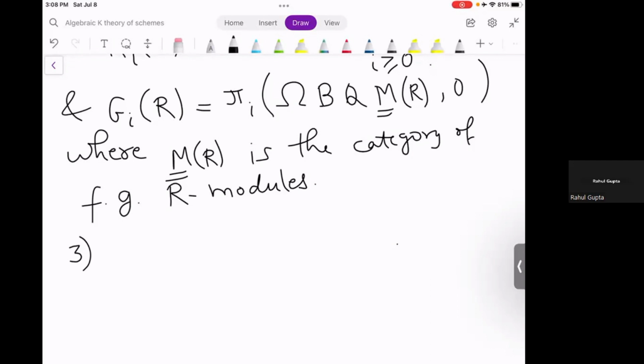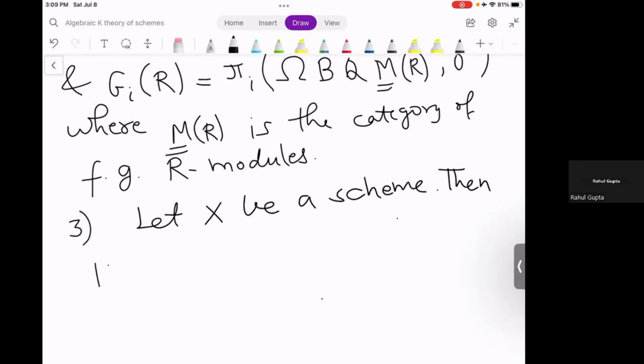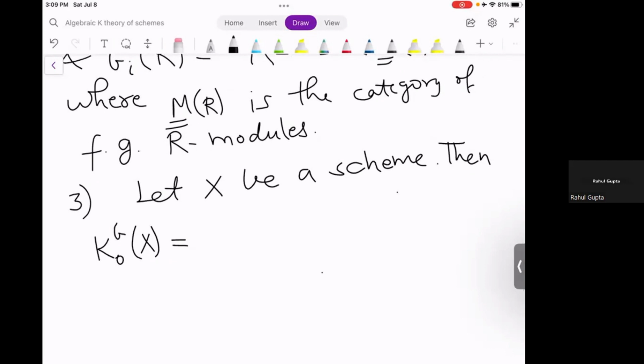So what happens for any scheme? Let X be a scheme, and then Grothendieck defined a group associated with X, which we call the Grothendieck group, K naught of X. It is defined for any exact category, but let me just focus on the scheme. So you take the free abelian group generated on E, where E is a vector bundle, a locally free sheaf, a locally free OX module.